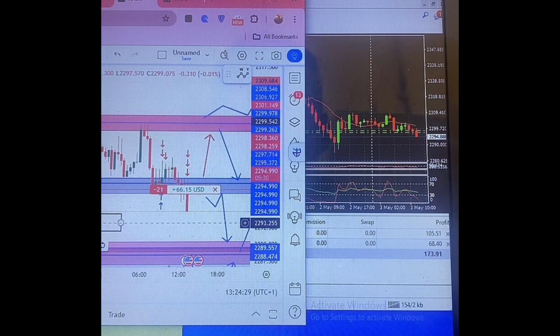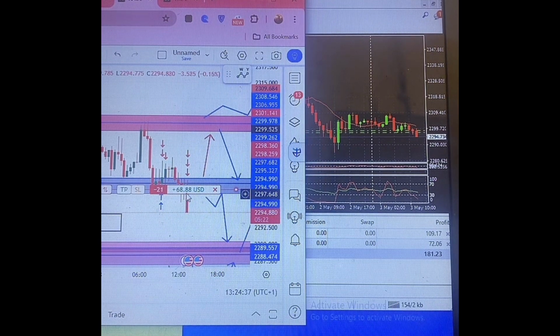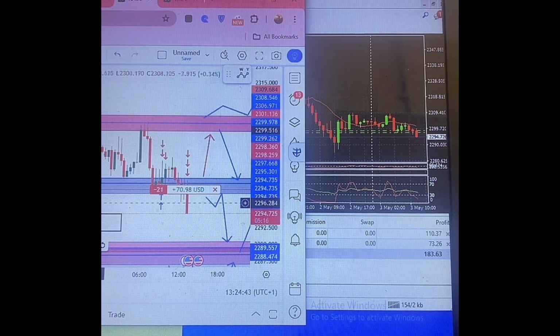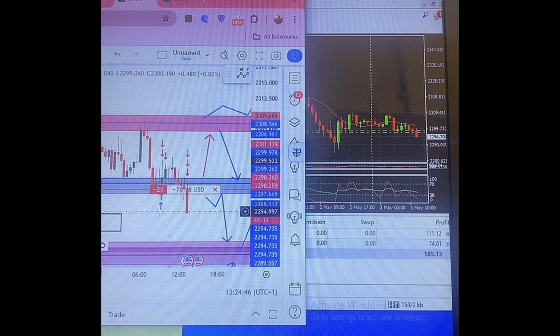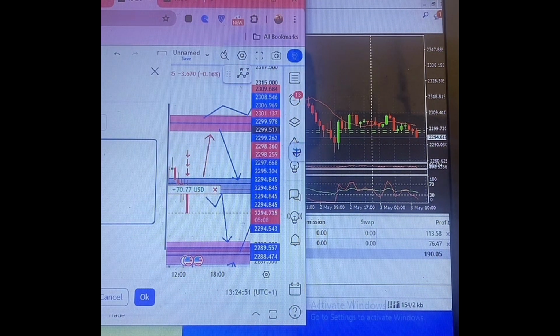So how many minutes do we have? 6 more minutes to the news, to NFP news. So I will try and be securing little by little. I will secure because I know the news. When it's time for the news, it just goes somewhere else based on the results. You understand? So for this trade, this is a sell trade.